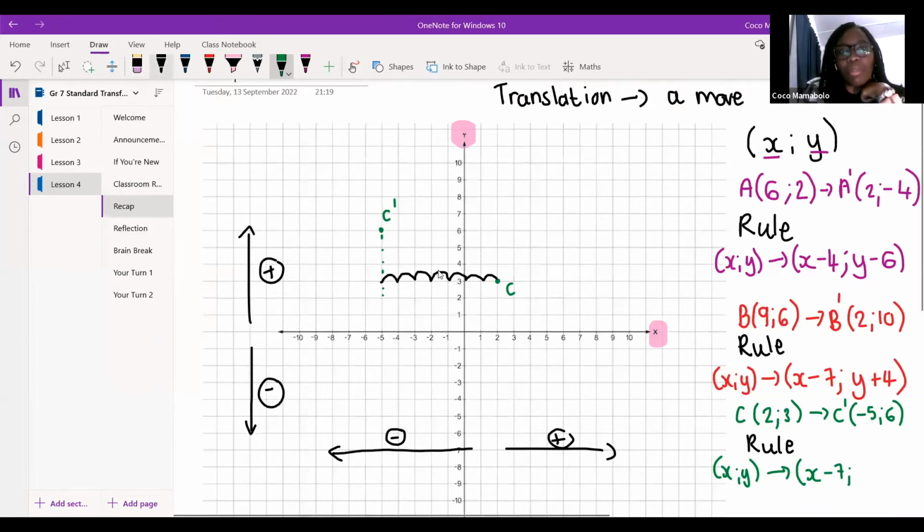And then to get from this point over here to C prime, where are we moving? Up. Okay, let's count. 1, 2, 3. How many times? 3 times. Good. So what is my Y rule going to read as? Y plus 3. Excellent. Close brackets. Excellent stuff. So well done, Bonolo. Amazing. Thank you, ma'am. Excellent.